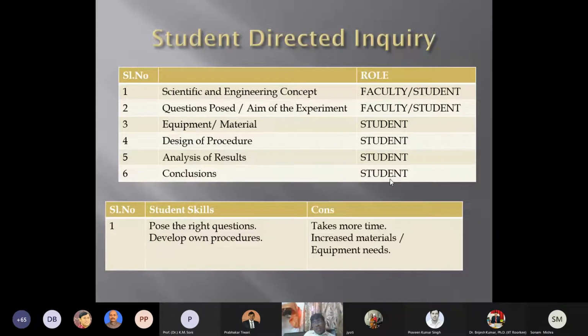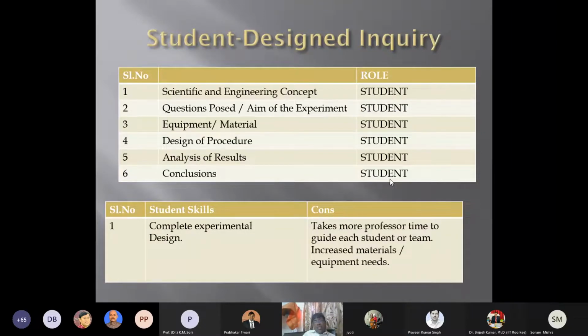which is called student directed inquiry, right? Starting from engineering concept, aim of experiment, equipment, material, design procedure, everything is done by students. The professor is there as a facilitator, that's all. That last level is this, totally student centered. It is called student designed inquiry. Complete experimental design student will do. But it takes more professor time to guide each student and team. It is not that easy, right?